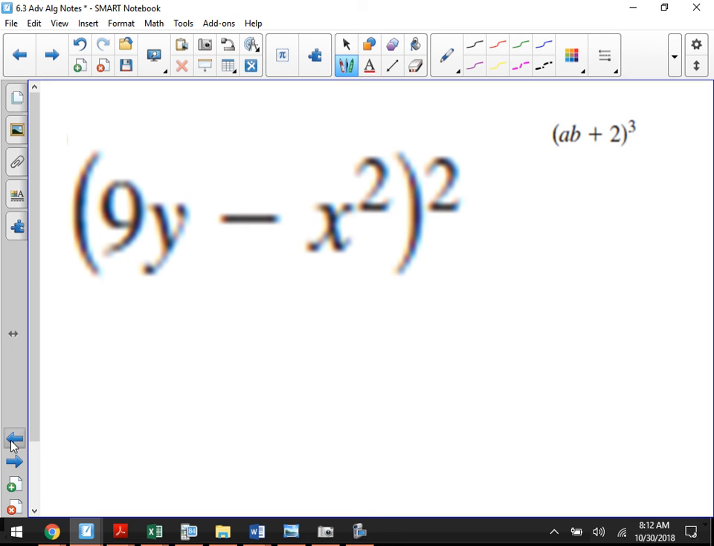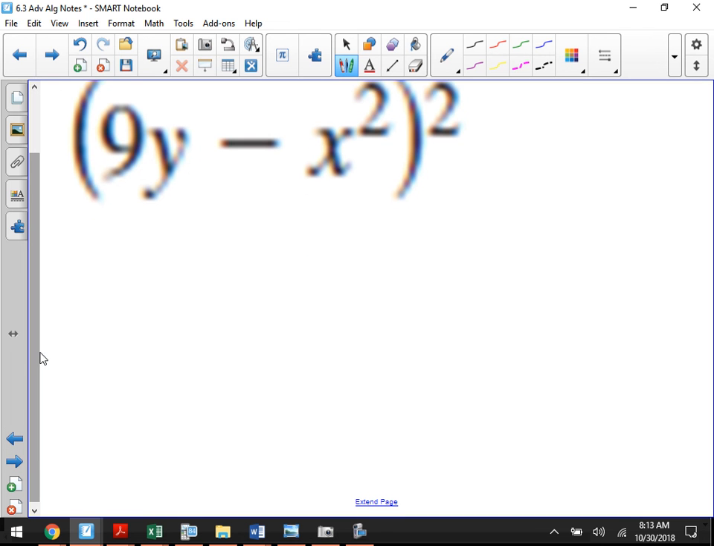So here's the deal, guys. When you have junk squared, please remember that means junk times junk. It does not mean 81y squared plus x to the fourth. It does not mean that. All right? You need to FOIL it out. Like Nora said, write it down twice. Your best bet for something like this, whenever you see junk squared, just write it twice. You're going to be less likely to make any mistakes.